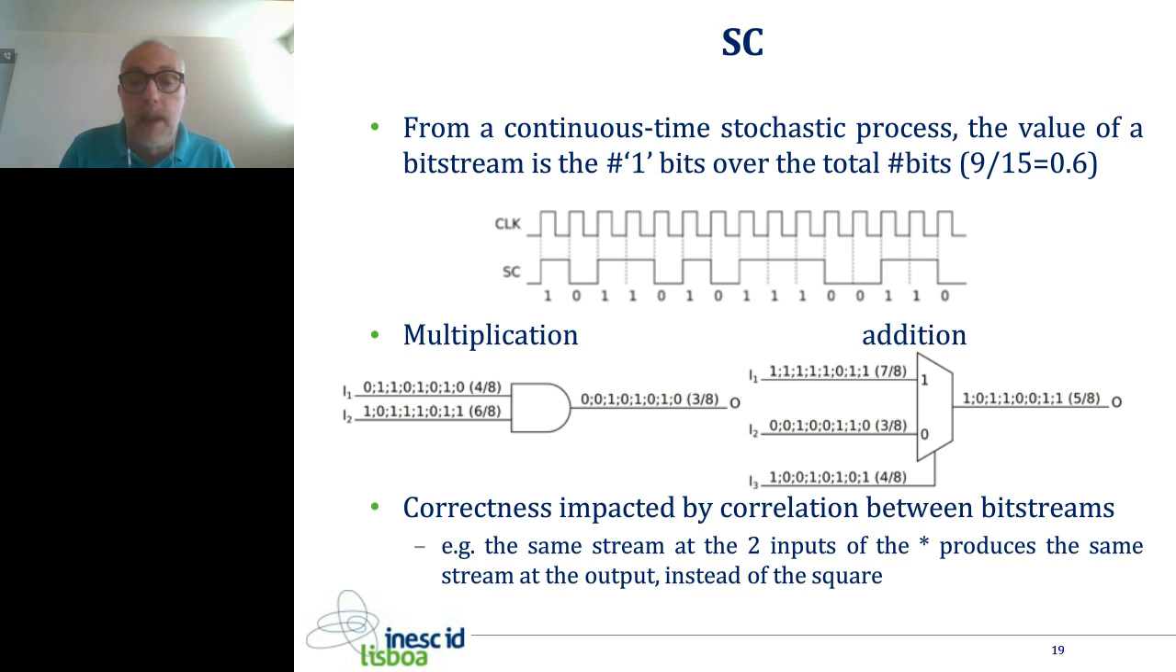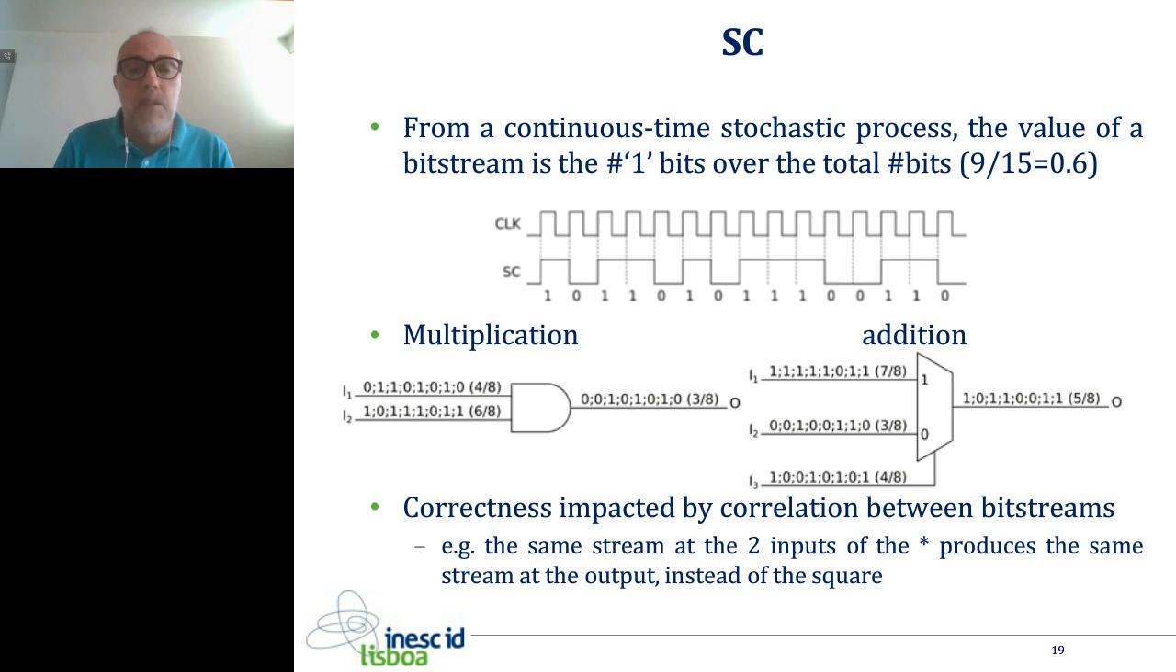One example I can give you is if you put the same stream at the 2 inputs of the AND gate that I gave as an example of a multiplier, you should get at the output the square of the number. But since it is an AND gate, you just get exactly the same stream that you have at the 2 inputs. And why? Because they are correlated. So we have to be assured that the streams are uncorrelated. We have techniques to do that, but I'm not going into much detail.